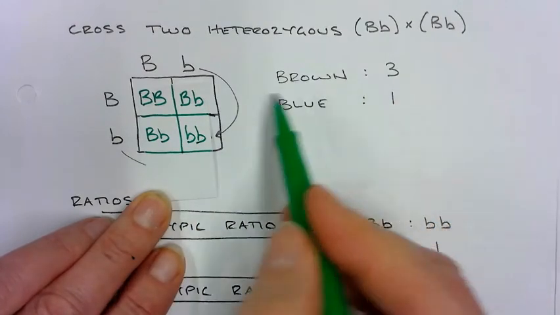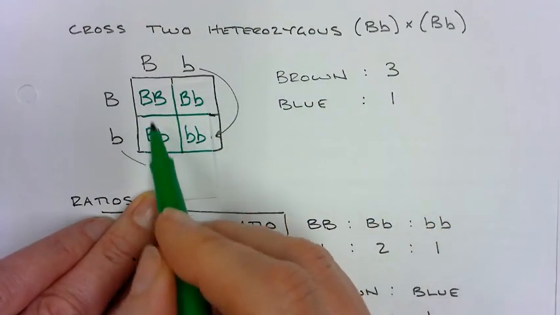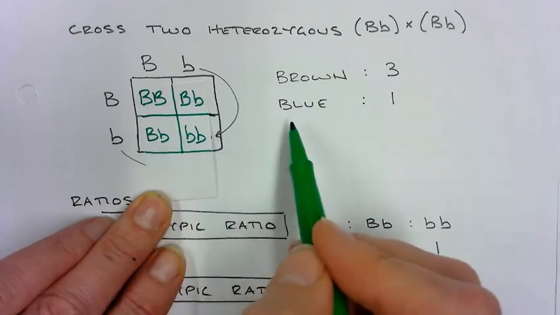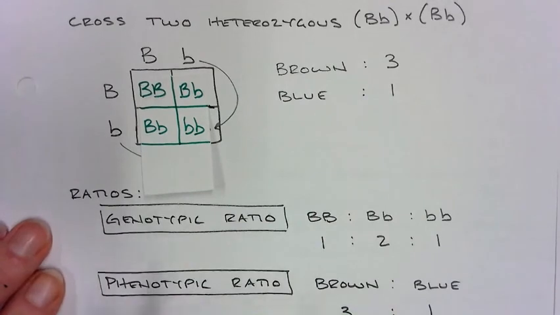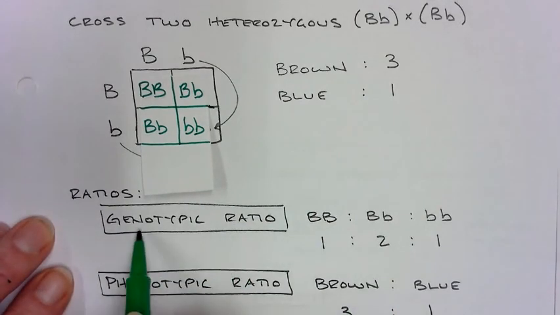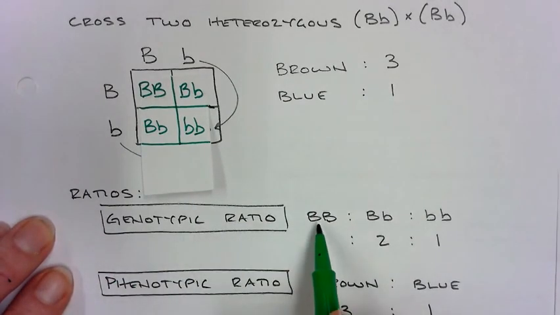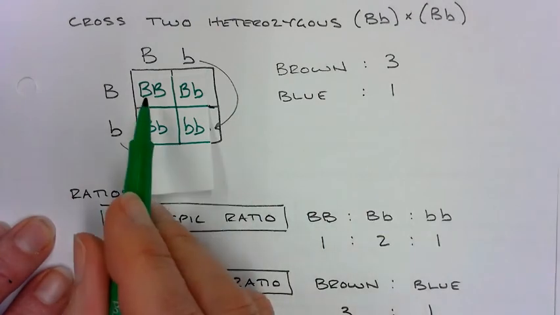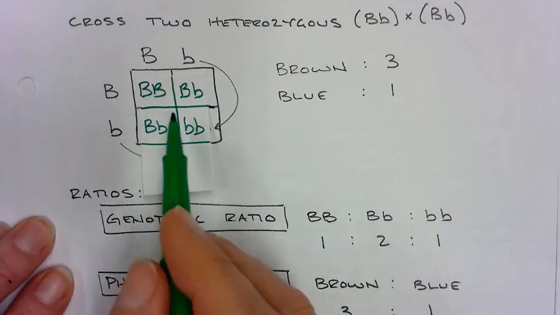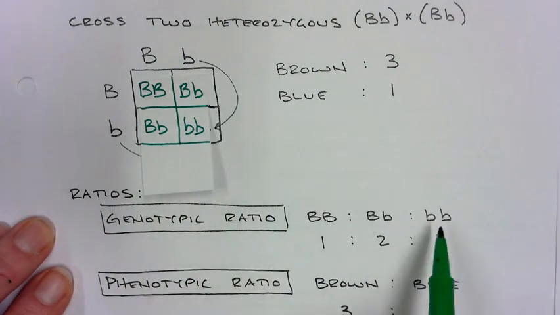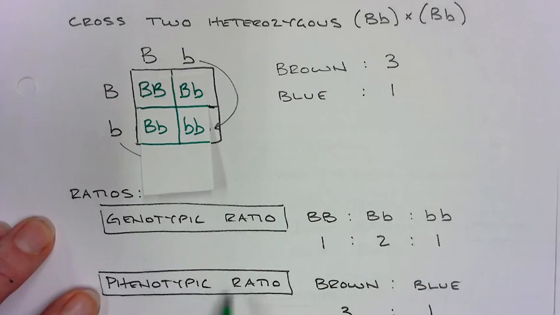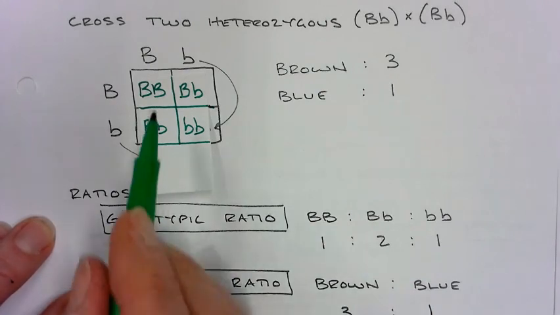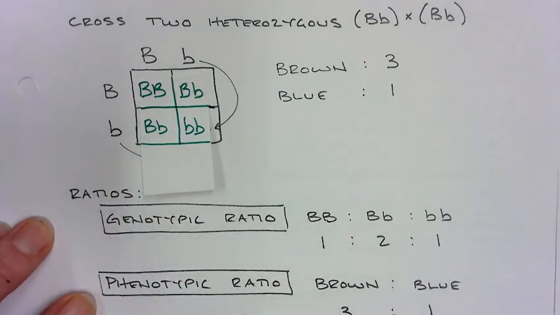So if we look at our colors, 3 of them are brown and 1 is blue. To look at these more closely, we have something called a genotypic ratio. Genes, or the letters. If I look for big B, big B, I see 1. Big B, little b, heterozygous, I see 2, and little b, little b, I see 1. Whereas the phenotypic ratio, or phenotype, is the appearance, the physical appearance. 3 of these are brown and 1 is blue.